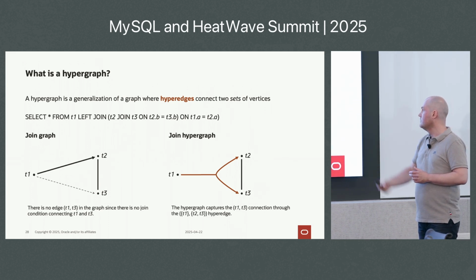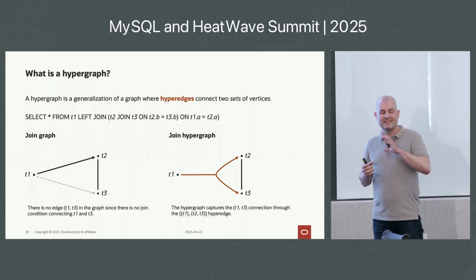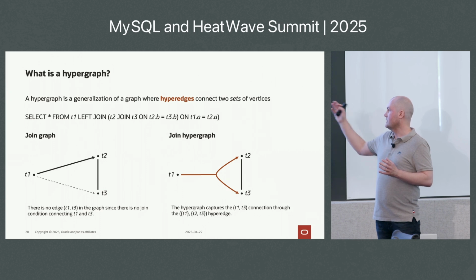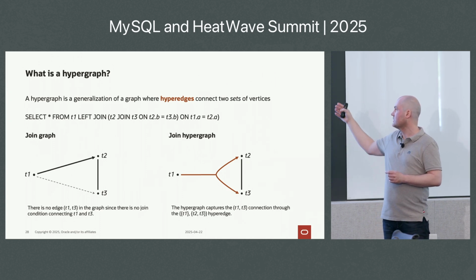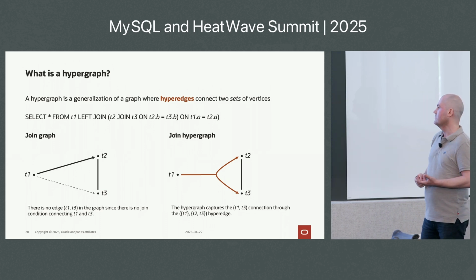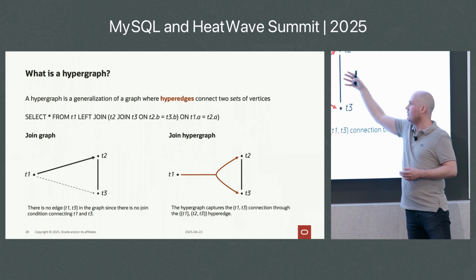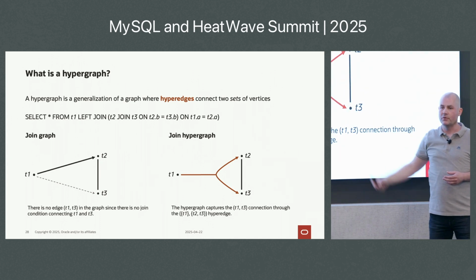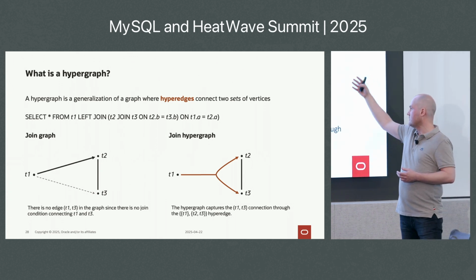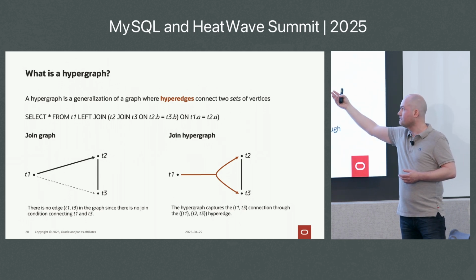The hypergraph is different. A hypergraph is like a graph, but it's connecting a set of vertices to a set of other vertices. So in this case, the set of T1 is connected to the set of T2 and T3. This captures the outer join dependency. This captures the dependency that T2 and T3 are together on one side of this other join condition. So in this case, it's not possible to suggest T1 joined with T2 as the first step.